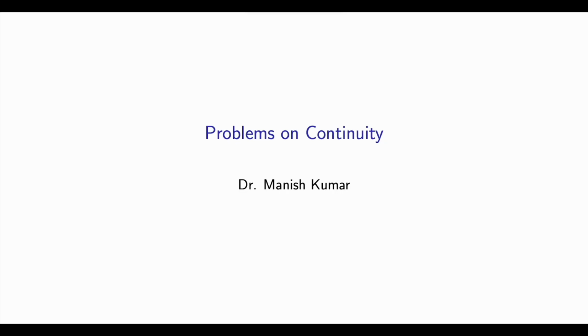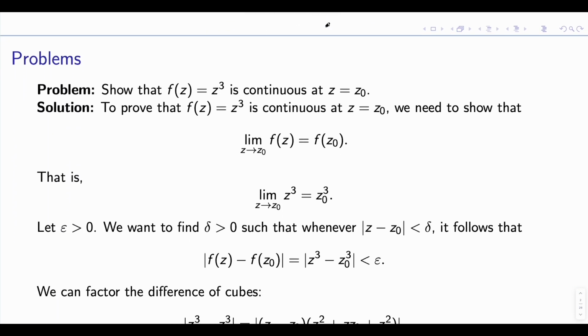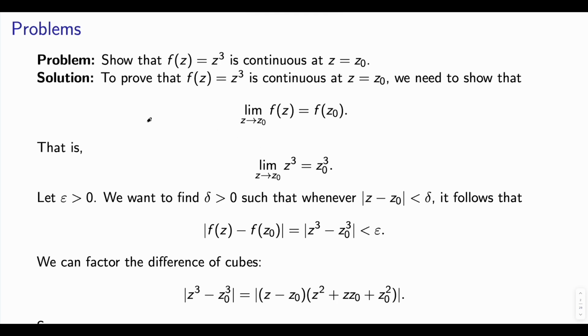So today we are going to discuss the problems on continuity. First problem is: show that the function f(z) = z³ is continuous at z₀. z₀ is any arbitrary point in the complex plane, right?